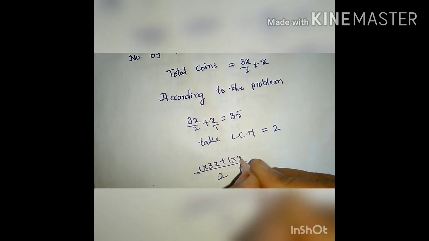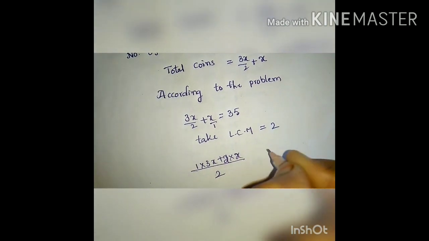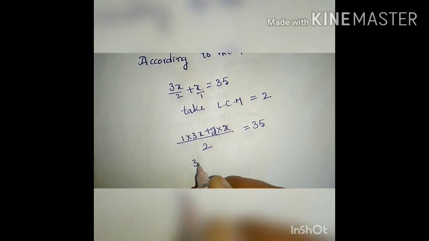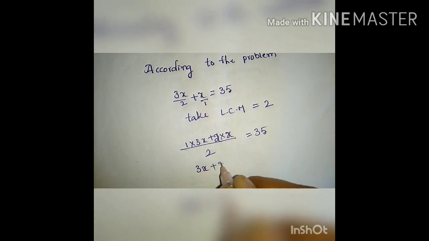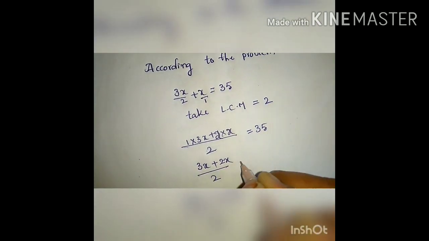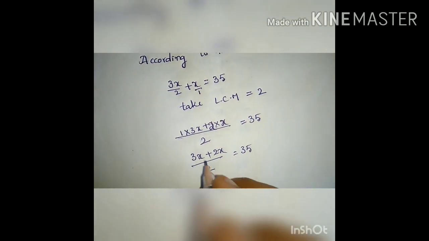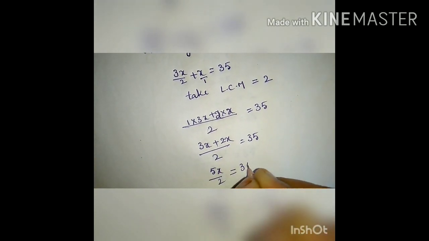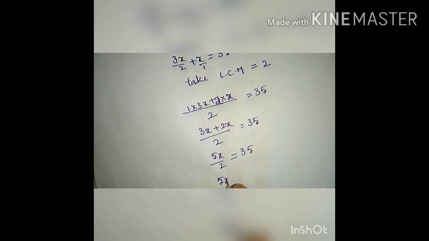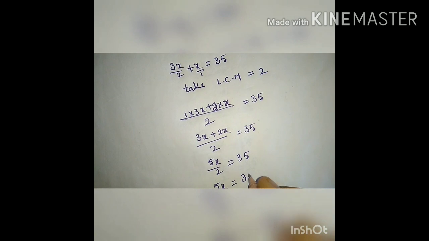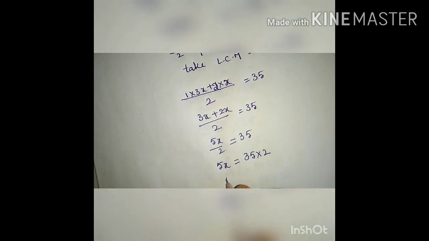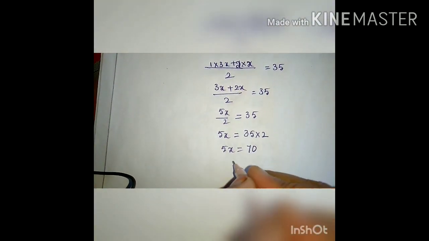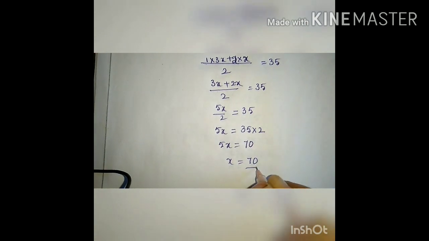So 2 into x equals 35. So 3 ones are 3x, plus 2 into x, 2x, by 2 equals 35. 3x plus 2x is 5x by 2 equals 35. Then the divided by quantity becomes multiplication quantity. So 5x equals 70. 35 twos are 70. So x equals 70 by 5.